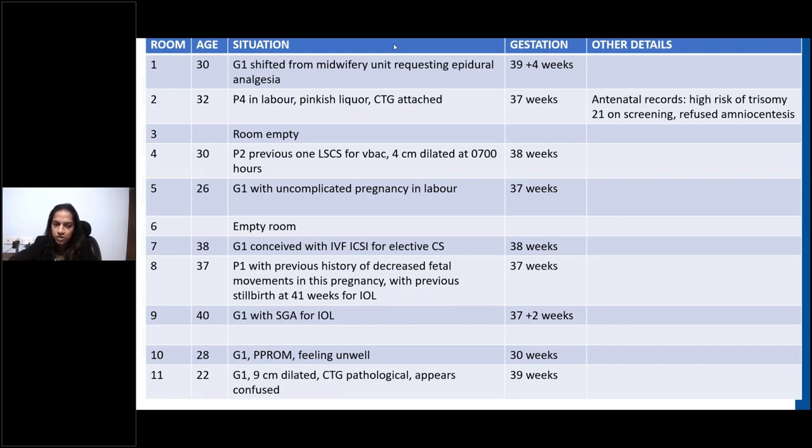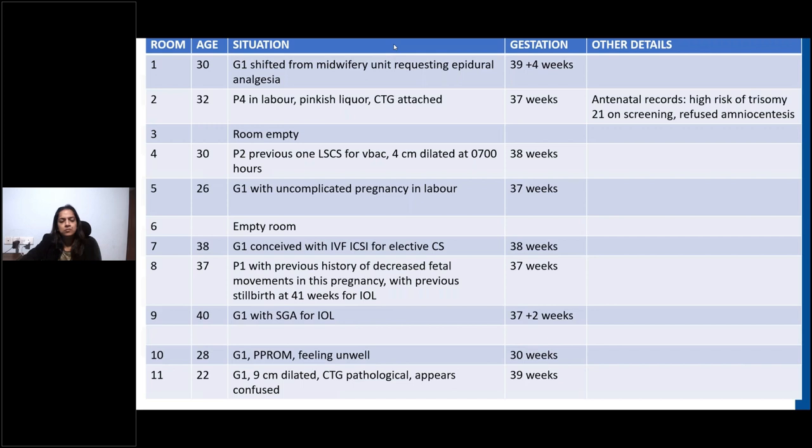Thank you. Can you summarize who's going to which room? Which of your staff members? Okay, ma'am. Urgent rooms, room number 2. Here in this case, I'll be going. Room number 2, I'll be going here, ma'am. And the next urgent room is room number 10, PPROM, feeling unwell. I'll be sending my ST3 here, ma'am.